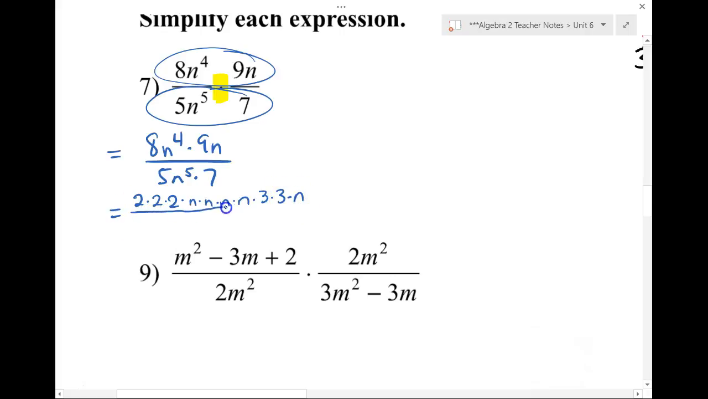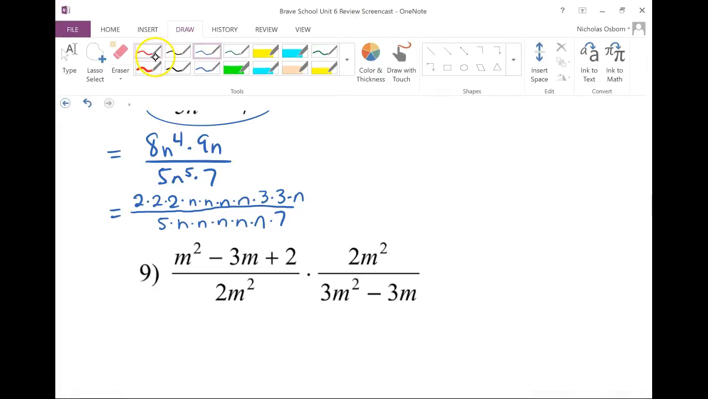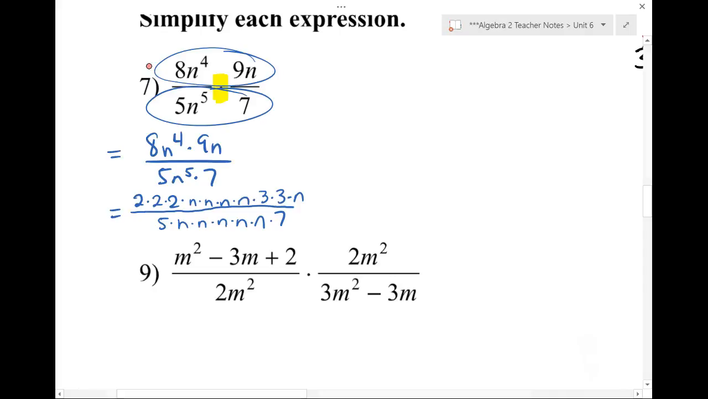And then do the same thing for the bottom. Now, the 5 is a prime number, so that's just itself. And then I have 5 n's, 1, 2, 3, 4, 5. And then 7 is also a prime number, so I can't factor that out anymore. And now we can cancel some factors out. So let's see. Well, the 2's, I can't cancel out any 2's because I have no 2's in my denominator. So let's move on to the n's.